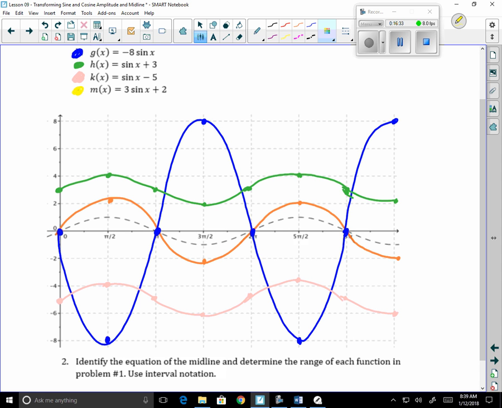So this one's going to start at 2. At 90 degrees, it's going to go up by 3. So 1, 2, 3 would be at 5. It's going to go back down to the midline, 2. Then at 270 degrees, it's going to go down by 3. So if I start at 2 and go down by 3, it'd be at -1.